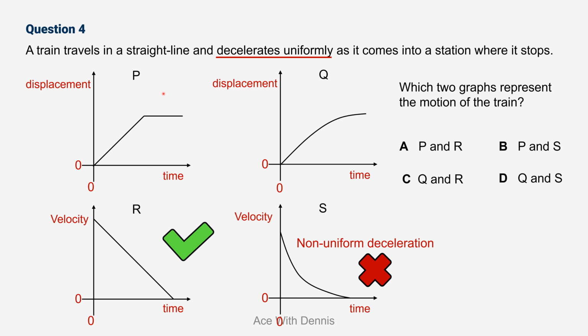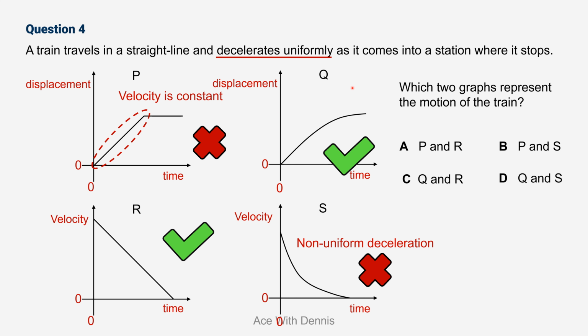Now we move on to graph P. So what's wrong with graph P? As you can see, this is a displacement-time graph. When it is a straight line, it means the velocity is constant. Remember, in a displacement-time graph, the gradient tells us the velocity of the motion. So in a straight line, the gradient will be constant, which means the velocity is constant. Hence, this is not the correct graph.